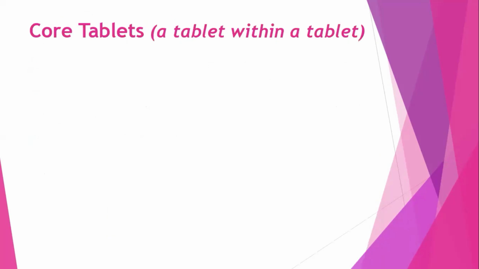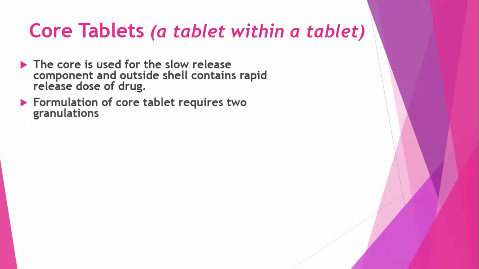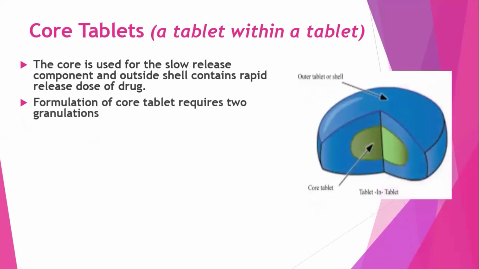The next kind of technique is the core tablet. This is actually a tablet within a tablet. The core is used for the slow release component, and the outside shell contains a rapid release dose of the drug. The formulation of a core tablet requires two granulations. You see in the diagram a blue tablet, which is a regular immediate release tablet, and there is a green colored prolonged release tablet hidden inside it. The colors are just to show the design. Different colors of the granulation may or may not be there, but this is the design and concept behind it.